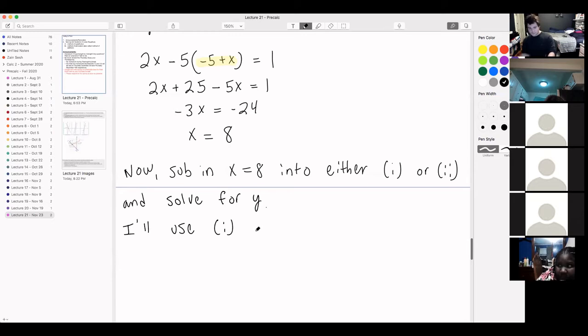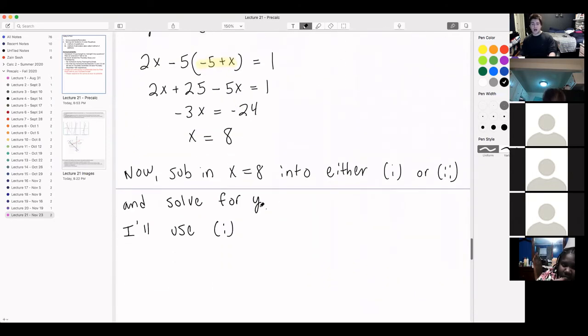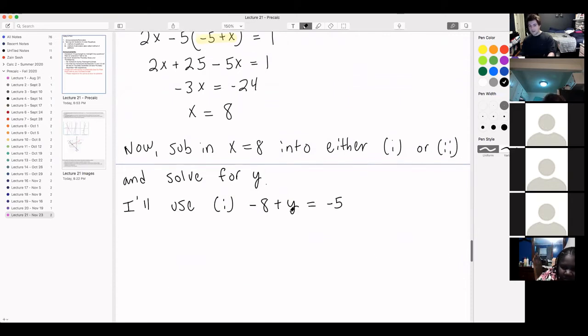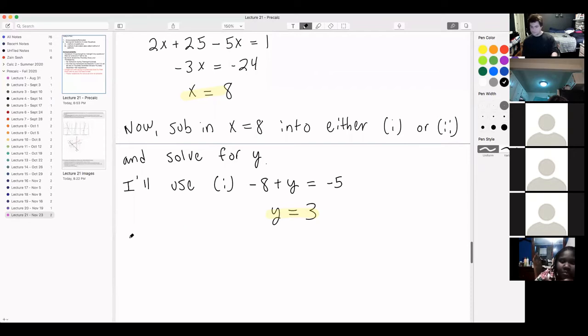So I go up to this guy. Wherever I see an x, I plug in 8. So it'll be negative 8 plus y is equal to negative 5. Good, solve this for y. Well, that's just, have to add 8 to both sides. So negative 5 plus 8 is 3. And there you have it. Those are our solutions. X equals 8, y equals 3. That's our solution. Excuse me, singular. There's one solution, not solutions.